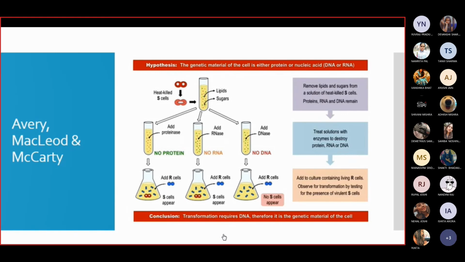Next, they added the rough strain to the heat-killed smooth strain to see if transformation occurred. The smooth strain appeared in the solution that contained RNA and DNA, and the solution that contained protein and DNA, but it did not appear in the solution that contained no DNA. So this result led to the conclusion that transformation requires DNA. Therefore, DNA is the genetic material of the cell.